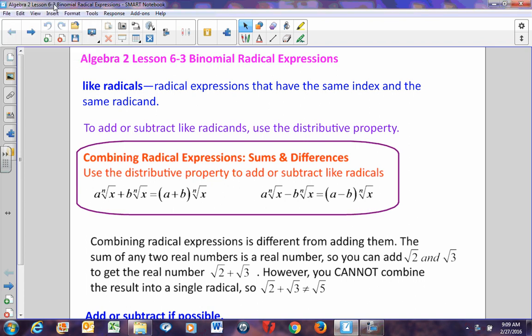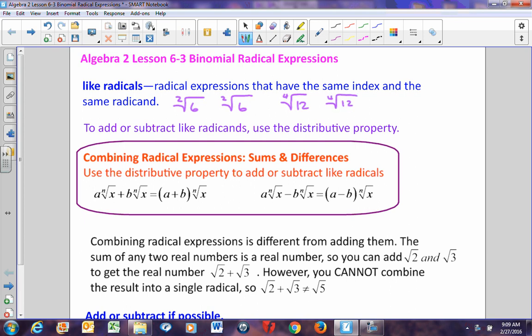Algebra 2, Lesson 6-3. Binomial radical expressions. Like radicals are radical expressions that have the same index number and the same radicand. For example, the square root of 6 and the square root of 6, I don't know why I put the index number 2 there, okay? Or the fourth root of 12 and the fourth root of 12. Those would be what we would call like radicals.